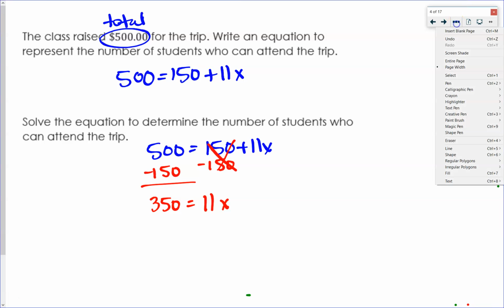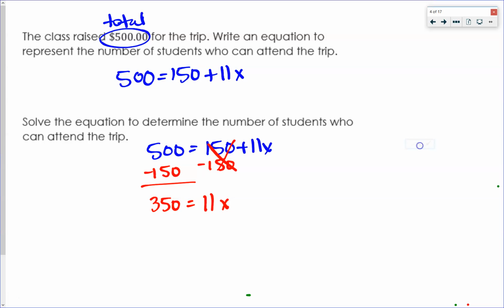Then we still have something attached to my x. It's the number 11 and it's being multiplied. So to undo that, we will divide. Because 11 divided by 11 is 1. So this leaves me with 1x. And 350 divided by 11 equals 31.8. Okay, so we have enough money to take 31.8 students.